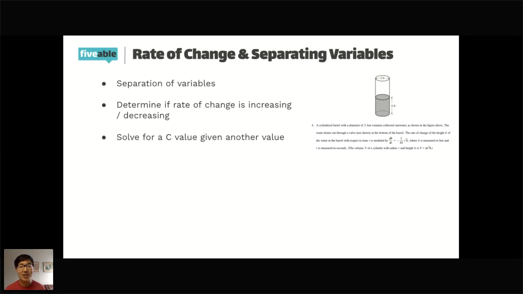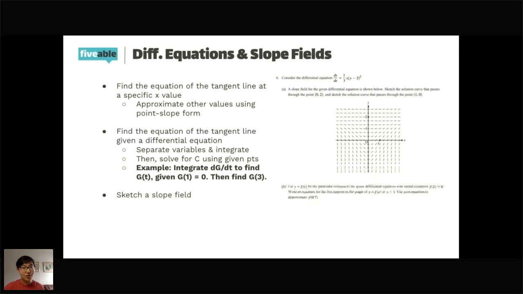Checking, once again, if rate of change is increasing or decreasing. We do that with the second derivative. And also making sure you know how to solve for that c value, given, for instance, if they say f of 0 equals 1, and then you need to separate the equation. After you integrate and you have that plus c, you can plug in 0, 1, and then solve for c, things like that. We also have differential equations and slope fields. These usually come up as the last FRQ. I wouldn't be surprised if it's still the last FRQ on your actual exams for AB.